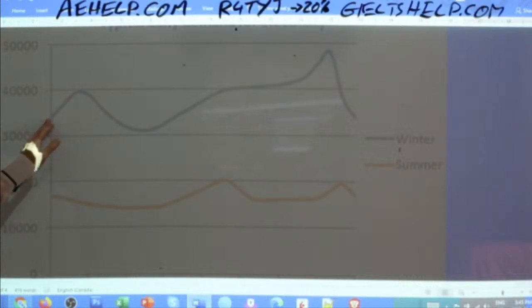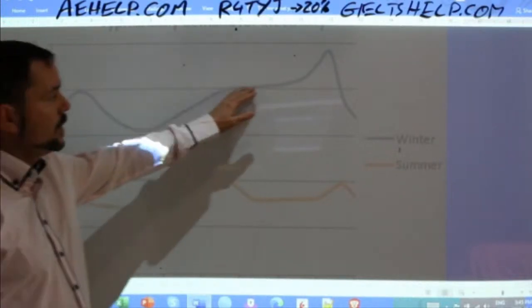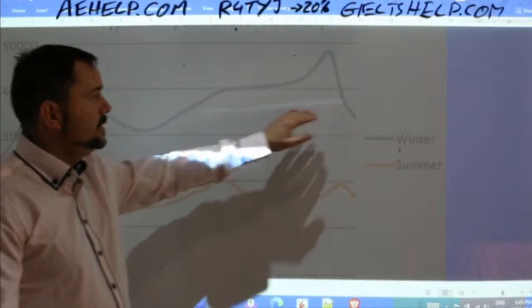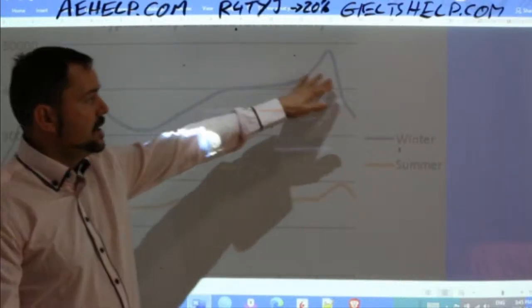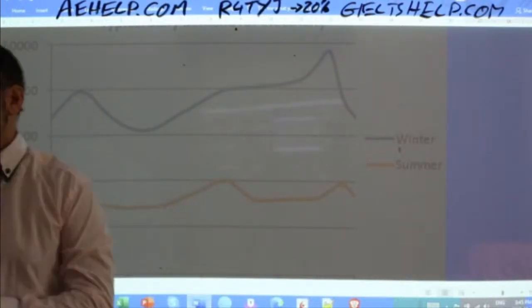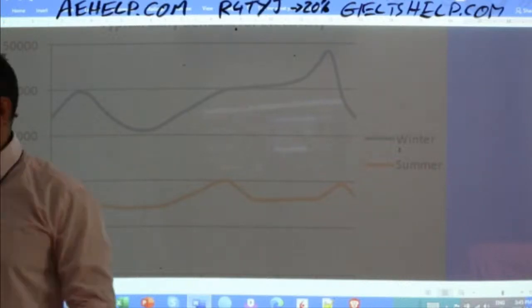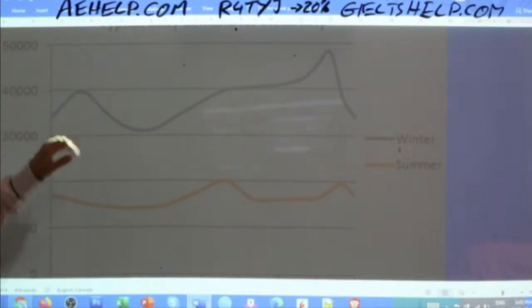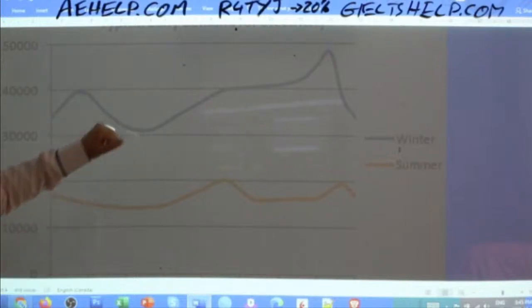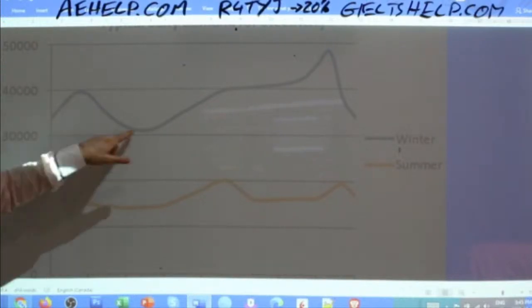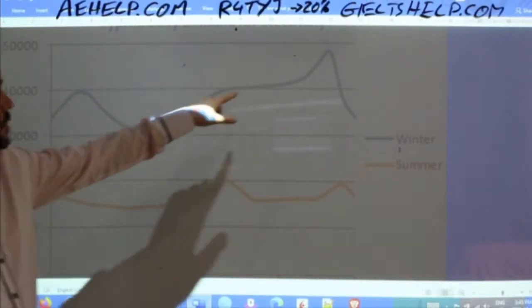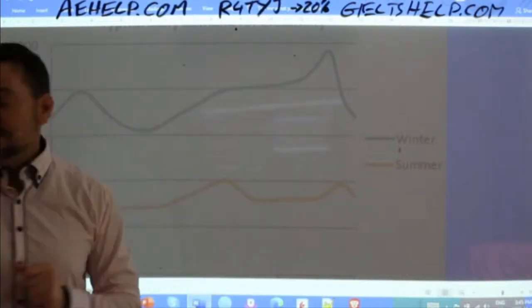So winter, here we go. Winter has greater movement or greater change throughout the day than summer. Okay, so I'm going to talk about that right away, and I'm going to give these specific numbers as well. Fluctuating between 30,000 all the way up to almost 50,000, right?